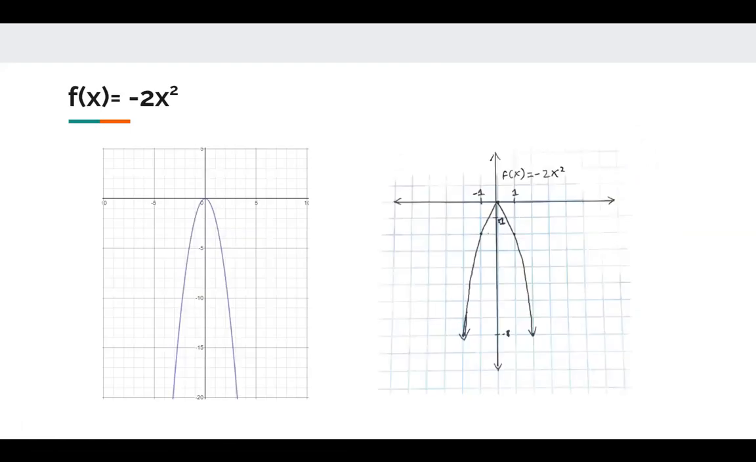Okay, so this is the first equation. So by hand, it should look like this. It's facing downward, and every unit here, the first unit goes down 2, second unit, it goes down 8. And on Desmos, it should look like that.